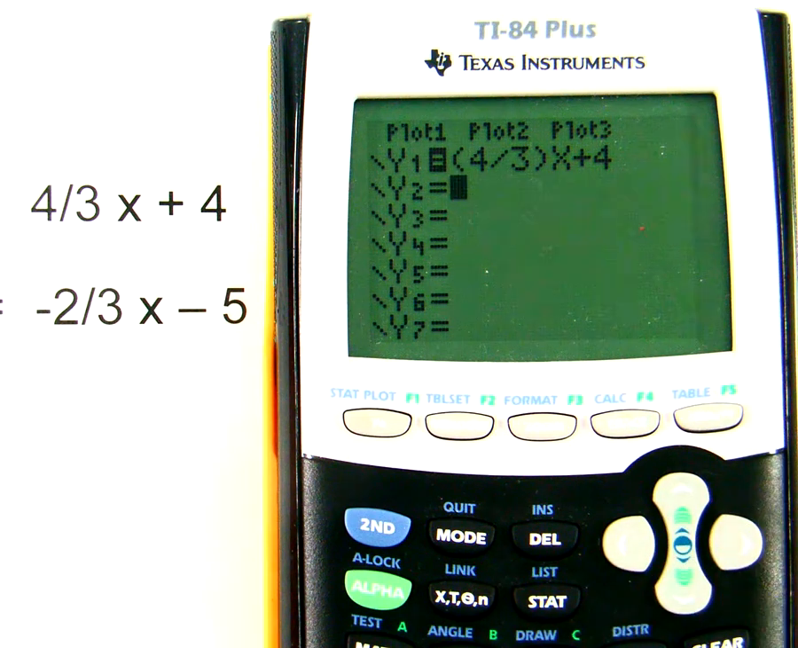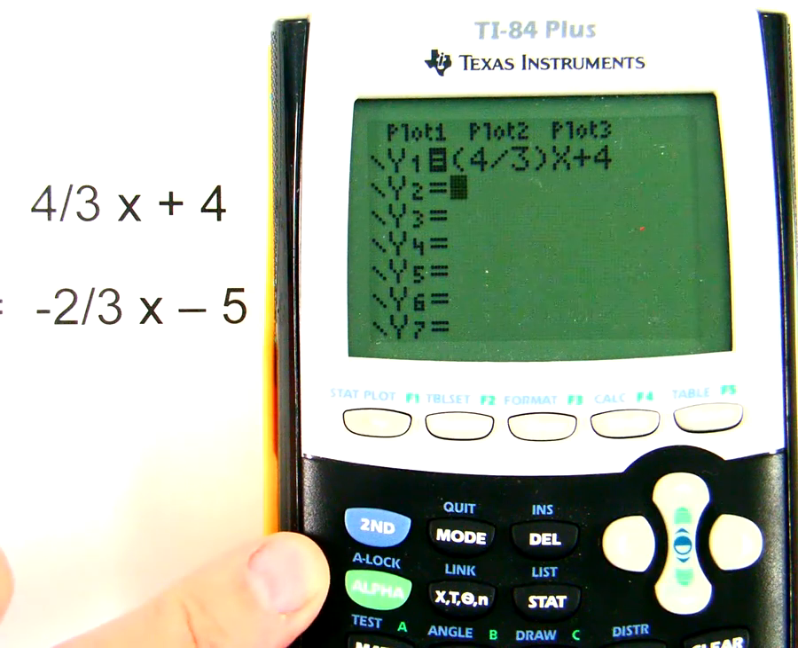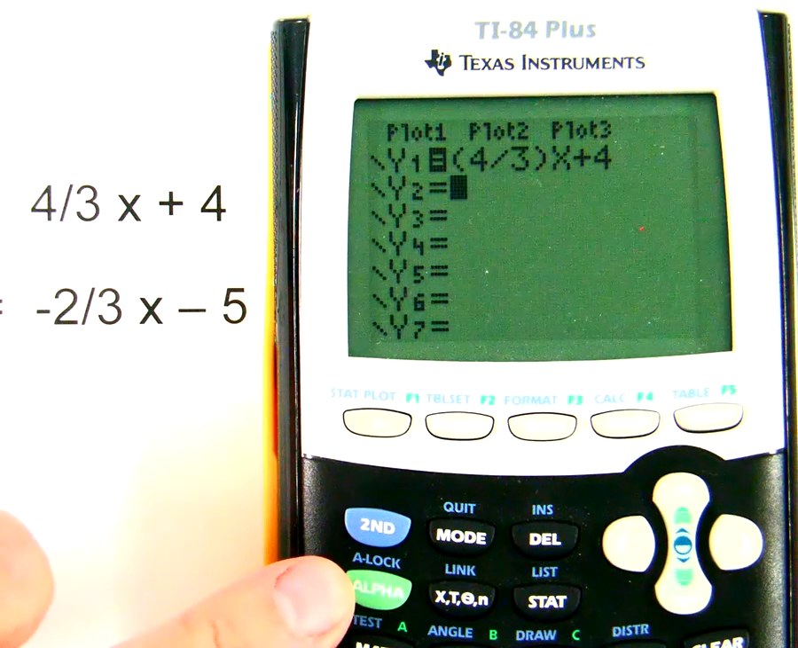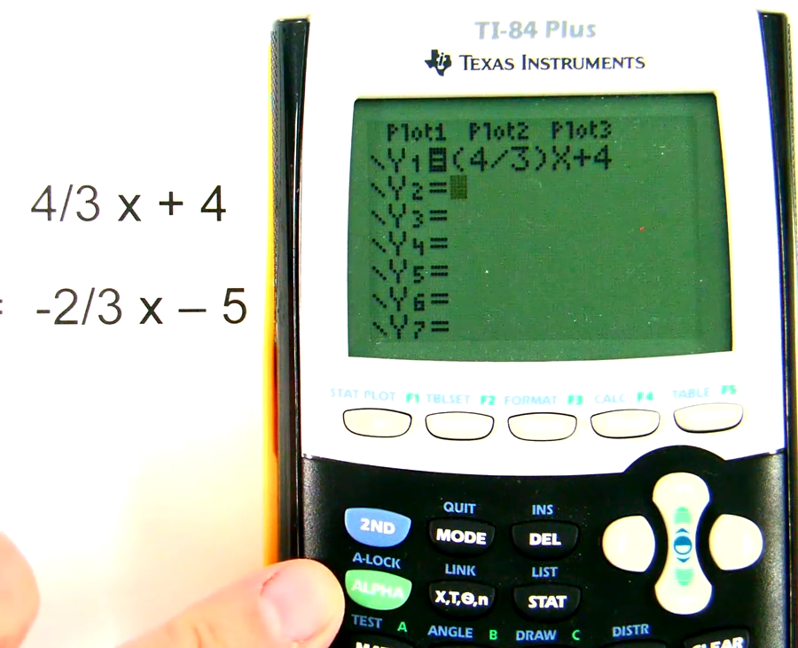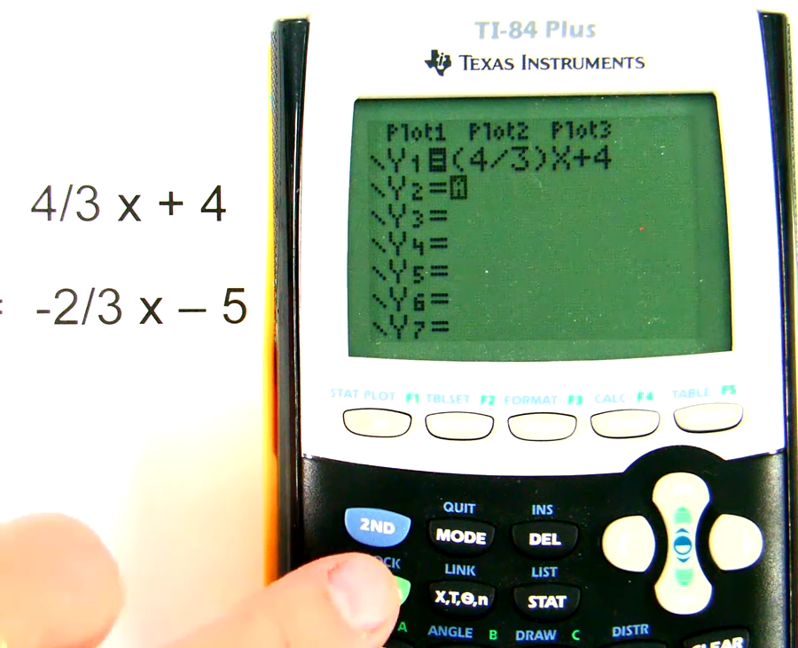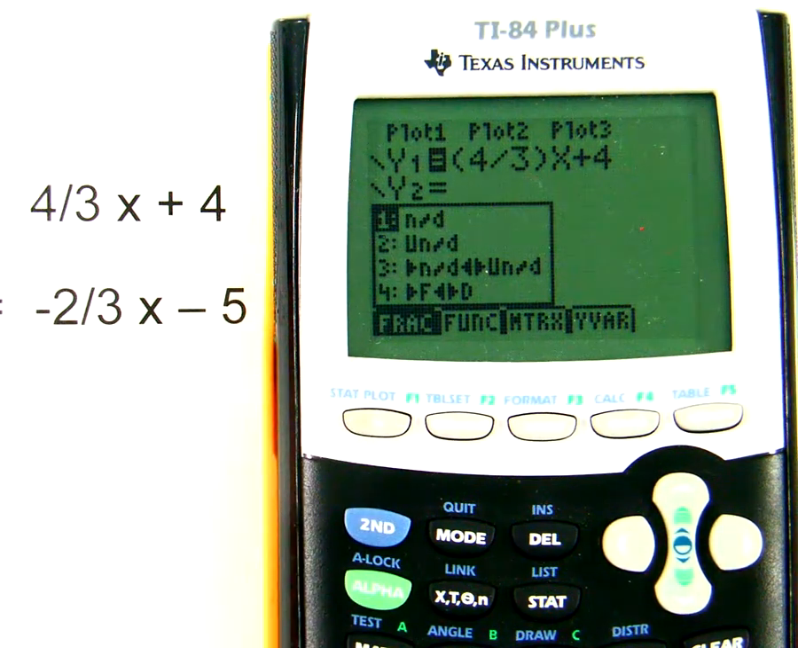My second one also has a fraction. I'll show you another way to make a fraction. If you want the fraction to look like a fraction, what you can do is choose that option by going to the green alpha shift key, hit alpha y equals. It'll pull up a menu.